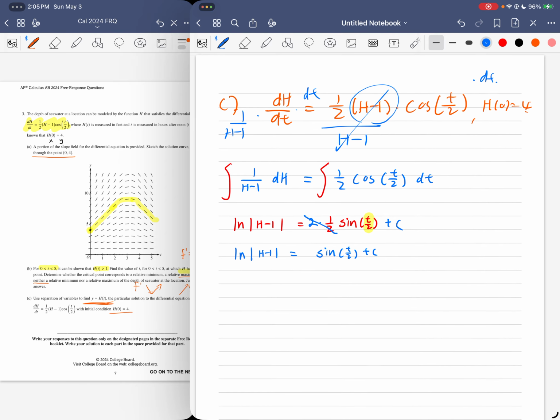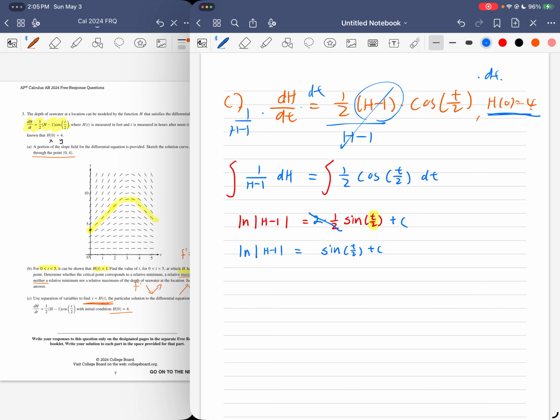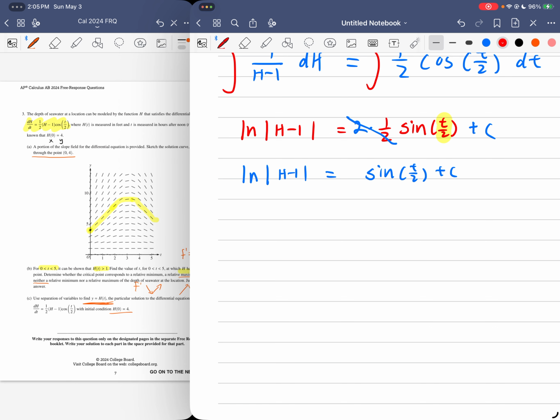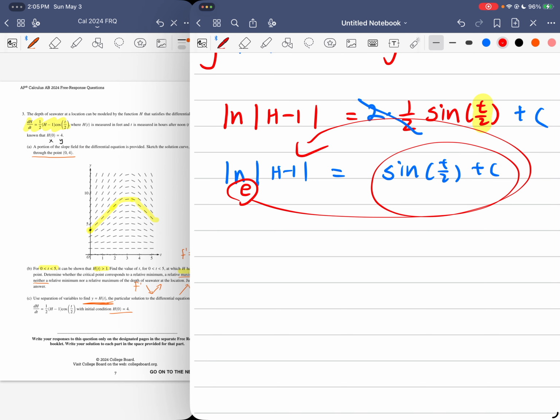Now, you have an option. Would you like to plug the initial value in right now, or would you like to plug it in later? It's totally up to you. For me, I'm not going to plug it in right now, but you can plug it in now and solve for c. The only reason I don't want to is because I'm going to get rid of the natural log by using e, because it has a base e. So I have e to the sine of t over 2 plus c is equal to h minus 1.